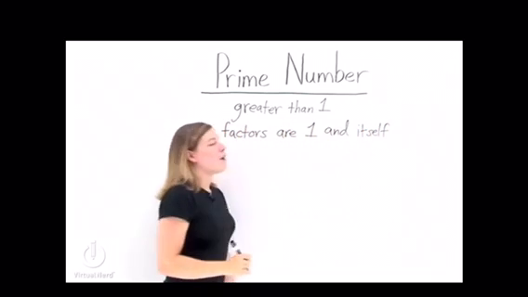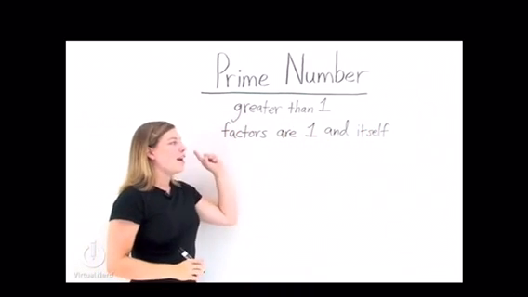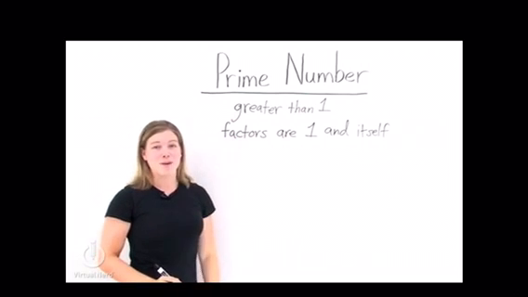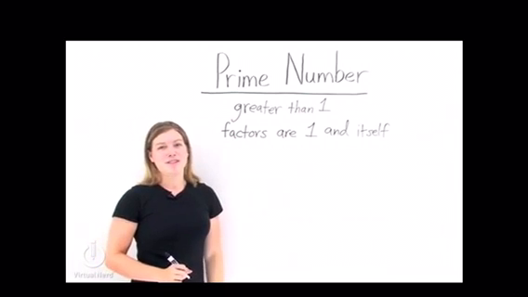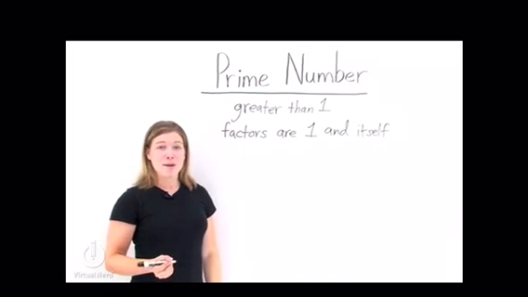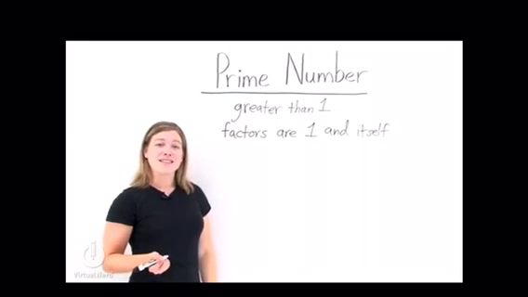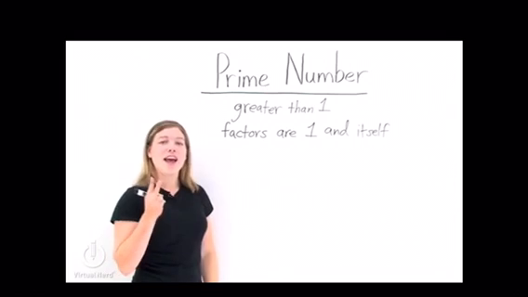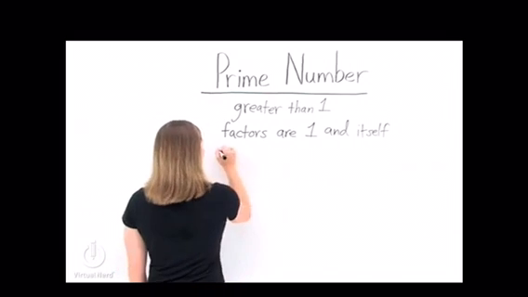In other words, a prime number has to be greater than 1 and its only factors can be 1 and that number. So let's find some prime numbers. Since they have to be greater than 1, let's look at 2 first. Is 2 a prime number? Yes. 2's only factors are 1 and 2, so 2 is a prime number.